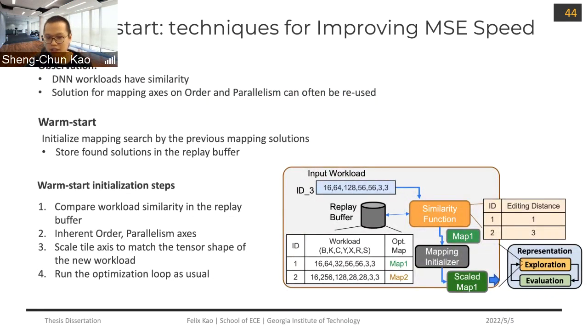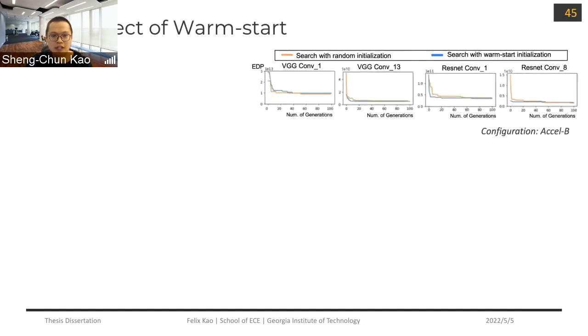So as you can see here, this workflow is a heuristic base, which is formed by our observation. So let's see how it performs. Here we show the convergence curve when mapping in search. Orange is the default option and blue is the MSE with warm start.